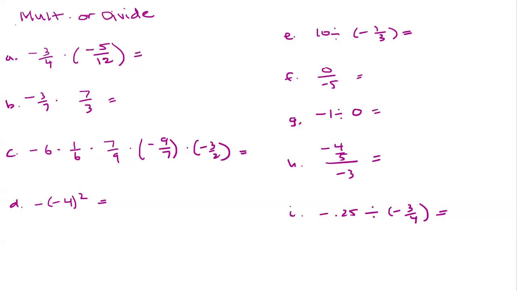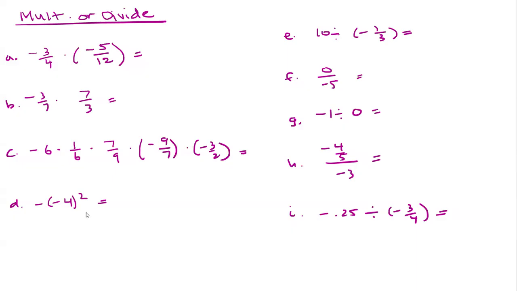Okay, so for these types of problems, they want us to multiply or divide them. Right. So for the first one here, we got -3/4 times -5/12. Then we have -3/7 times 7/3. Then we have -6 times 1/6 times 7/9 times -9/7 times -3/2.